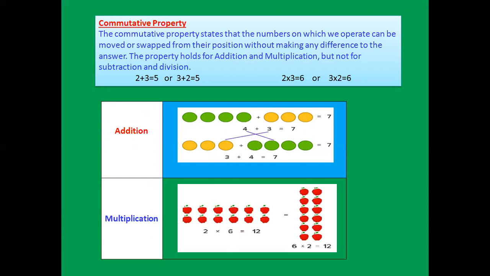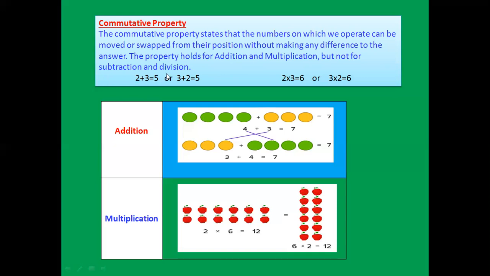Okay, so now first I tell you what the commutative property is. The commutative property states that the numbers on which we operate can be moved or swapped from their position without making any difference to the answer. The property holds for addition and multiplication, but not for subtraction and division. So this property only applies to addition and multiplication. Here we apply it on multiplication, but you can apply it on addition also, but not on subtraction and division.